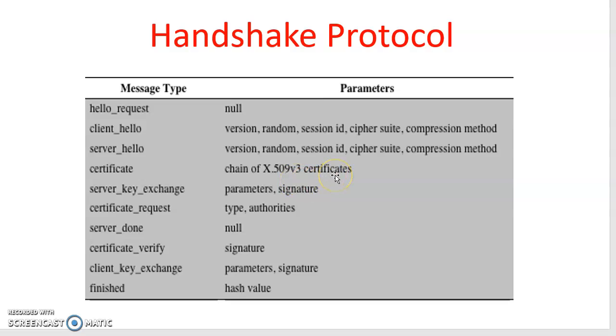Certificate: chain of X.509 version 3 certificates. Server key exchange: parameters, signature. Certificate request: type, authorities. Server done: null. Certificate verify: signature. Client key exchange: parameter, signature. Finished: hash value.